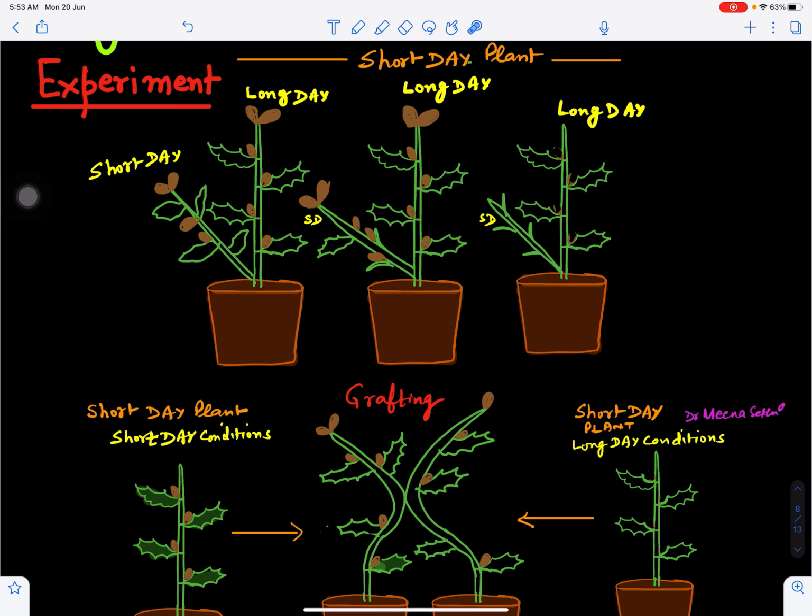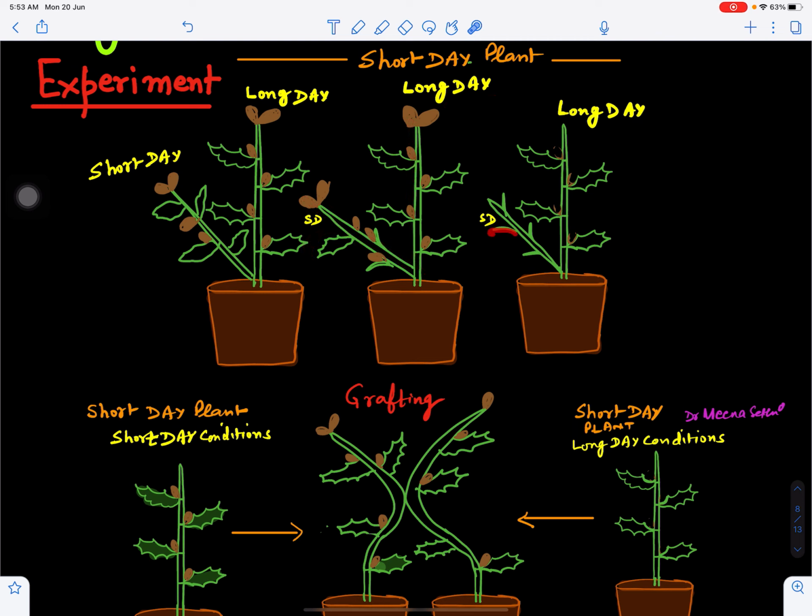Now here we can see this branch is exposed to the long day and this branch is exposed to the short day, but only one leaf is there, right? All other leaves are defoliated, they have been removed, only one leaf is there. Then also flowering and fruiting is taking place in the whole plant.